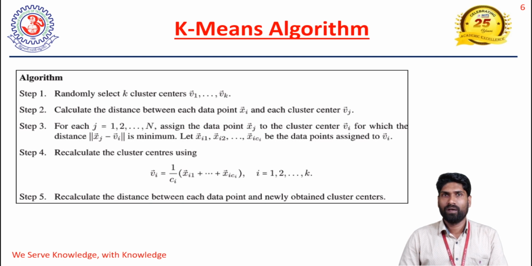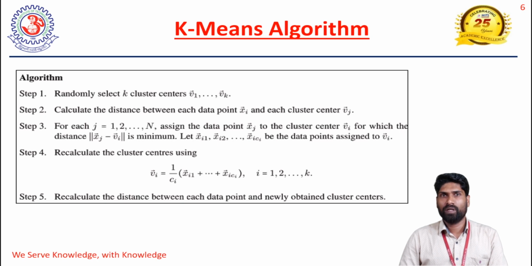Now the next step, step 2, we calculate the distance between each data point and the centers. Assume 50 students means 50 data points. In this problem, I will take only 8 points. The distance between v1, v2 and v3 with each and every xi, we calculate the distance between each v and each xi, and we note it down in a table.